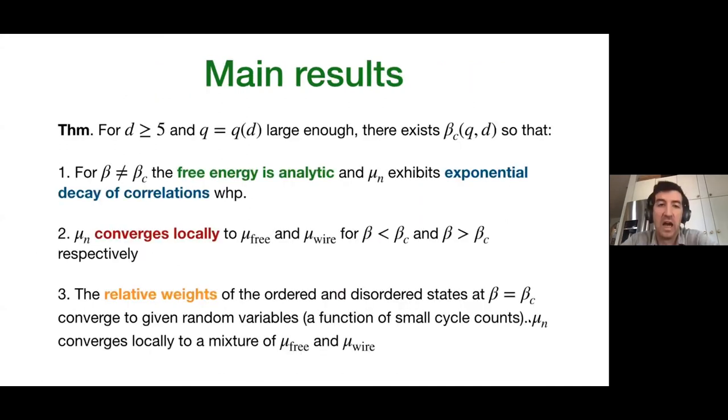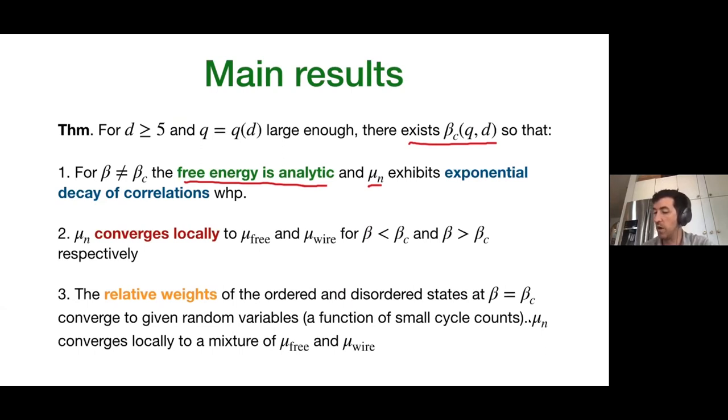Okay, so here are our results, and I don't need to be so precise here. I just want to give you a flavor of what type of results these techniques can give you. Our results are for D at least 5 and Q large enough. There exists some critical beta. Of course, when Q is an integer, it has to agree with the previous formula. We can say that the free energy is analytic except at the critical beta, and the Gibbs measure exhibits exponential decay of correlations. So the correlation between two vertices decays exponentially in their distance.